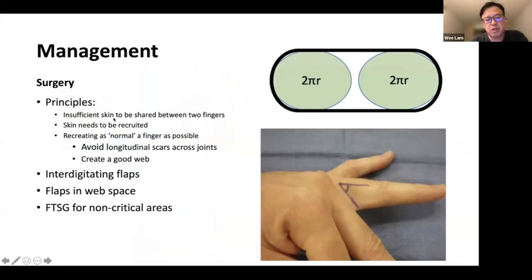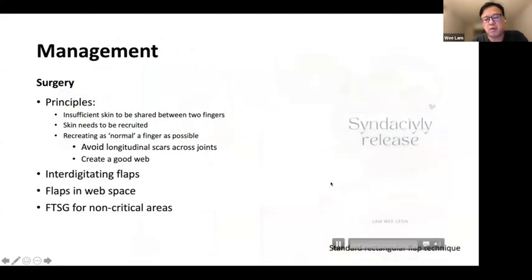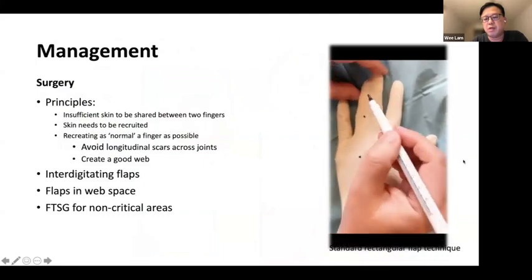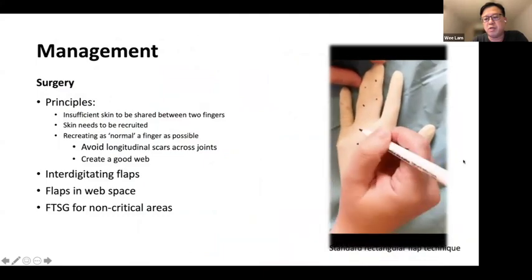There is insufficient skin to be shared between two fingers, so you need to recruit skin from somewhere. The idea is to recreate a normal finger as much as possible, avoid longitudinal scars, create a good web, use interdigitating flaps, use flaps in the web space to reduce web creep, and full thickness skin graft for non-critical areas. So this is a short video really just to quickly show how I do it, in case there are any junior surgeons in the audience.